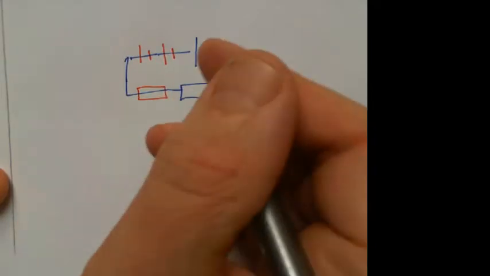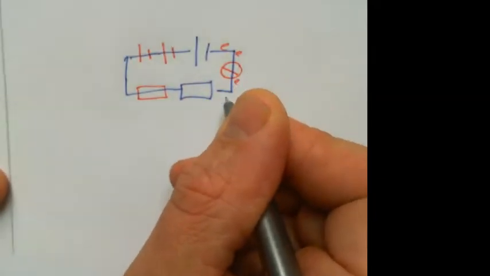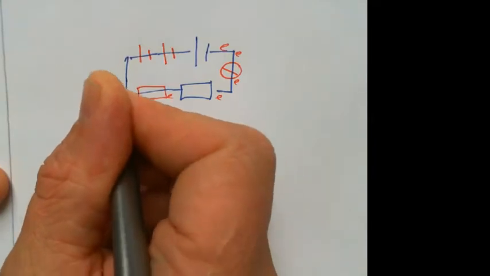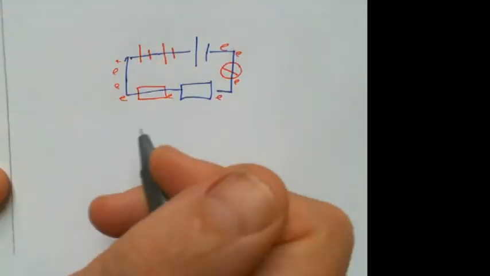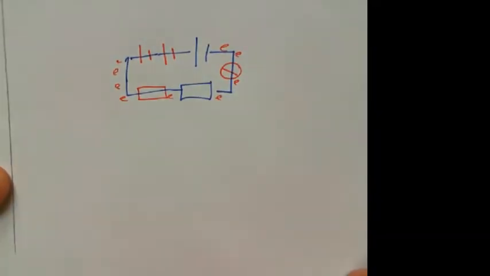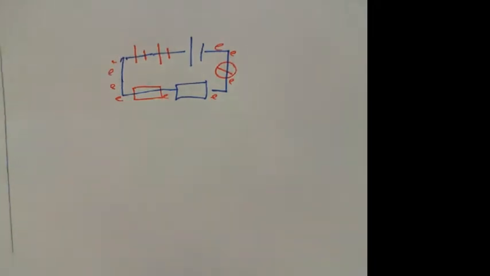But the key thing is, if you think about your electrons in your circuit here, they've got no choices. They can't go anywhere else. There's nothing else they can do. So that's how we know it's a series circuit. Okay. So what effect does that have?